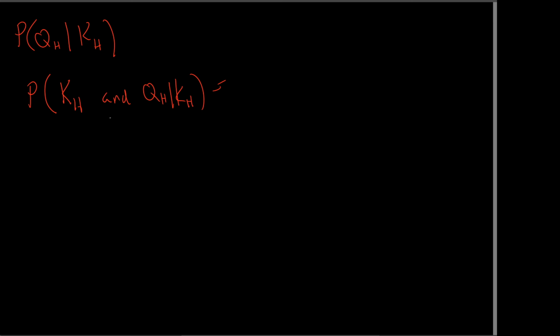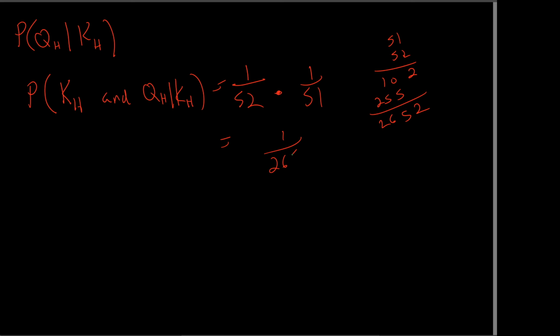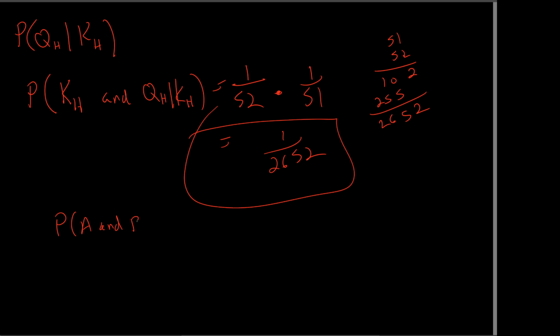And so the probability of drawing a King of Hearts is 1 in 52. And the probability of drawing the Queen of Hearts is 1 in 51. And so, again, I'm not going to run to the calculator. 2,652. And 1 in 2,652. That's the chances of those two cards popping up. You sit down at the table, that's your odds of getting those two cards in that order. And so we say the probability of A and B is equal to the probability of A times the probability of B given A if they're dependent.